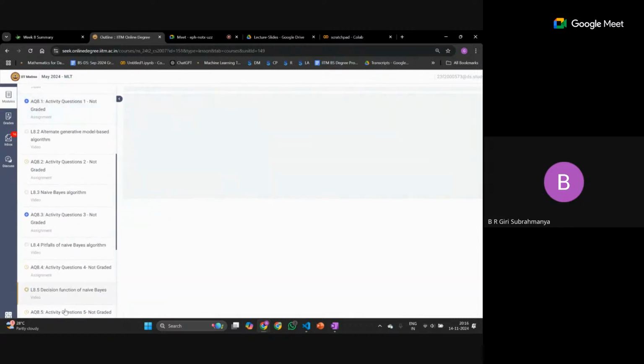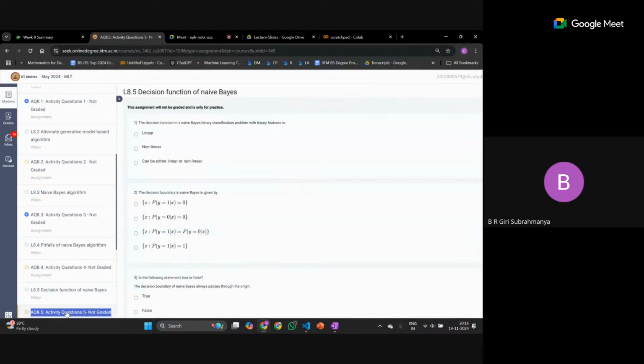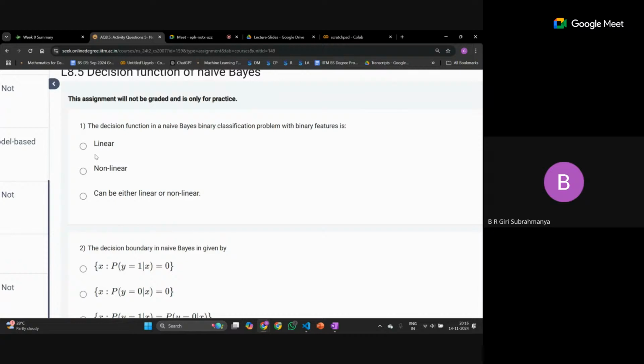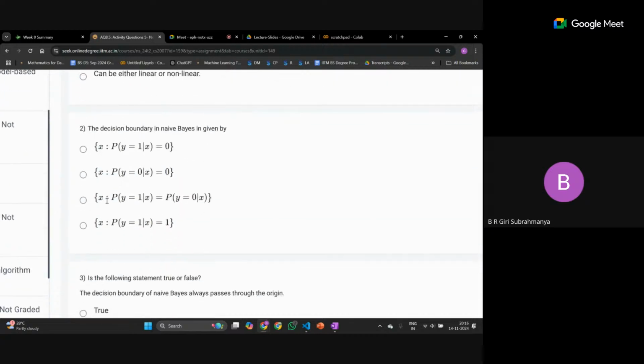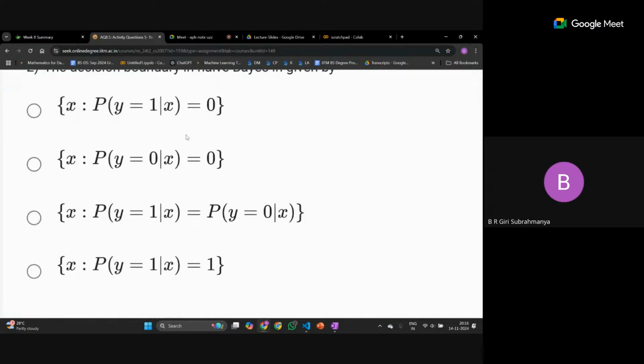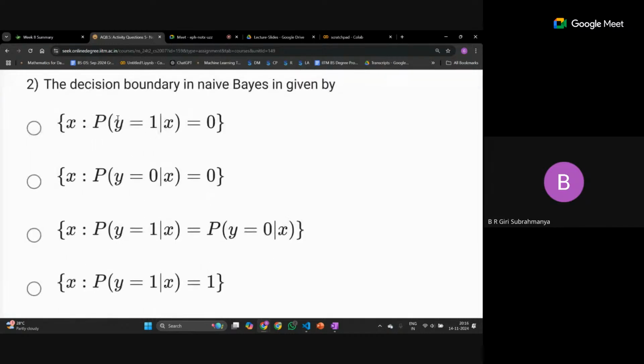Let's look at the decision. So the decision function of naive Bayes is linear. Now the decision boundary. Okay. Now in terms of set notation, tell me the decision boundary for naive Bayes. What is the decision boundary for naive Bayes?